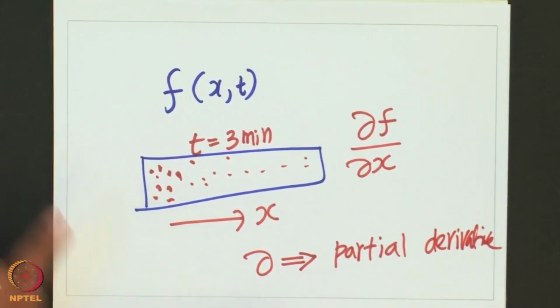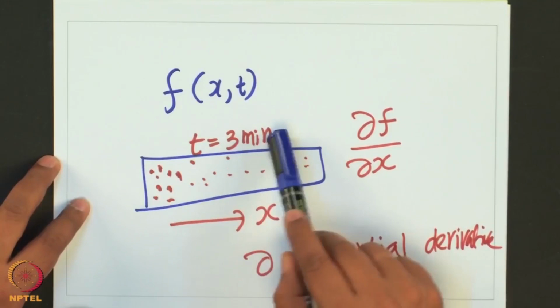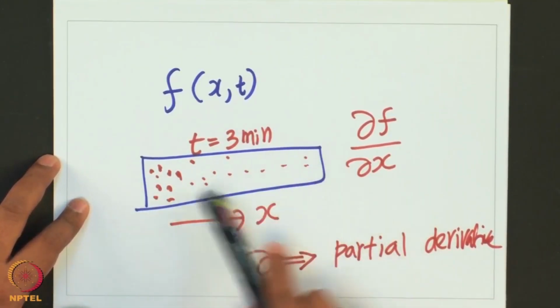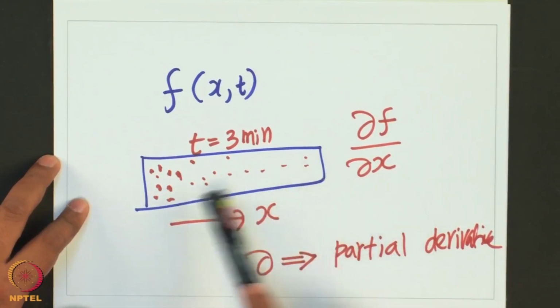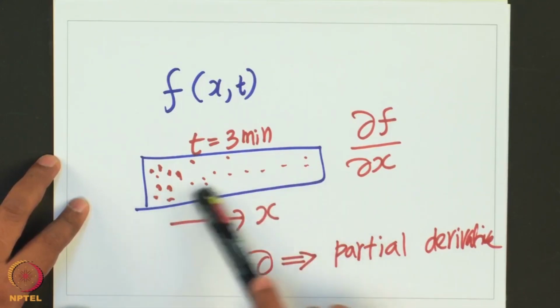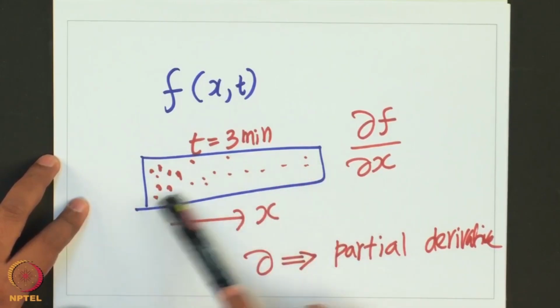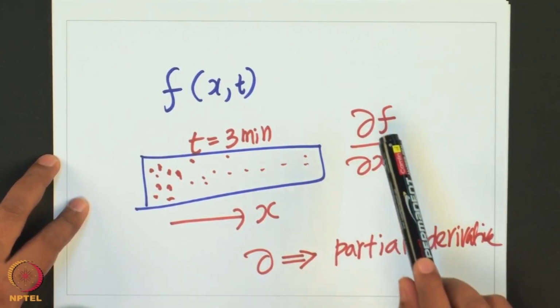Partial derivative. What does that mean? It means exactly what we just said. I keep the time constant at t equal to 3 minutes. I am interested to know how this function, how concentration, is varying along x. If the function is concentration here, how is this concentration function varying with respect to x? Keeping the time constant at 3 minutes, I just wanted to know this. So then I would calculate del f by del x.